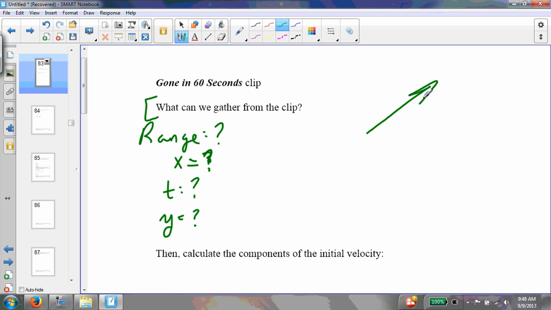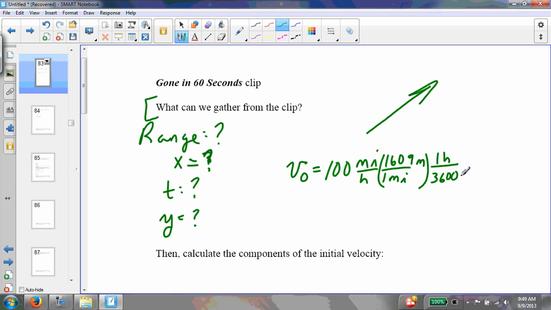All right, so there were two pieces of information that were given in the clip. One is his initial velocity. And we find that his initial velocity is right around 100 miles an hour. Just before he hits the ramp, he is about 100 miles an hour. So let's go ahead and convert this to meters per second. We know that in 1 mile, there are 1609 meters, and also in 1 hour, there are 3,600 seconds. And so 100 miles an hour is about 45 meters per second.